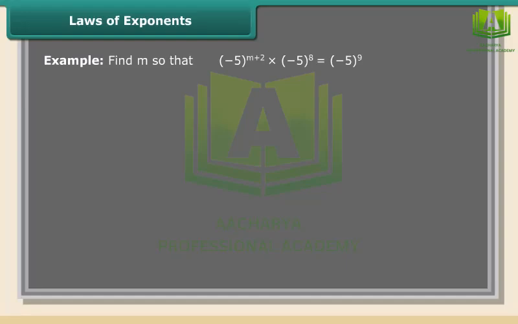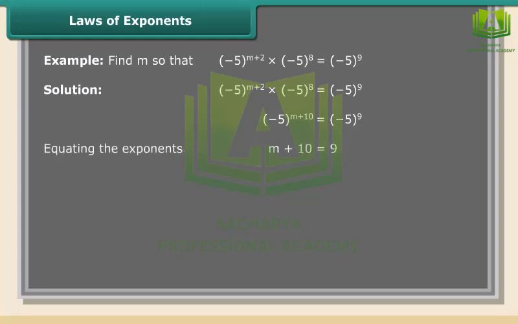is equal to (-5)^9. Solution: (-5)^(m+2) into (-5)^8 is equal to (-5)^9. (-5)^(m+10) is equal to (-5)^9. Equating the exponents, m plus 10 is equal to 9. M is equal to 9 minus 10, which equals minus 1.